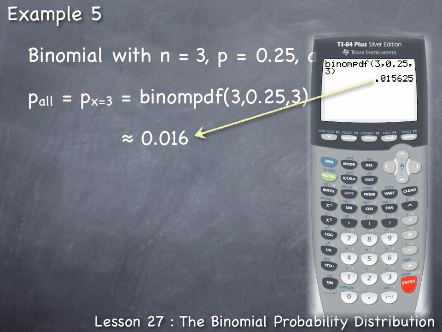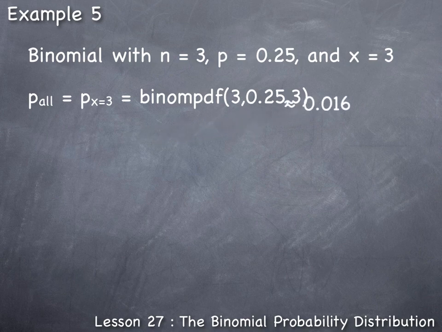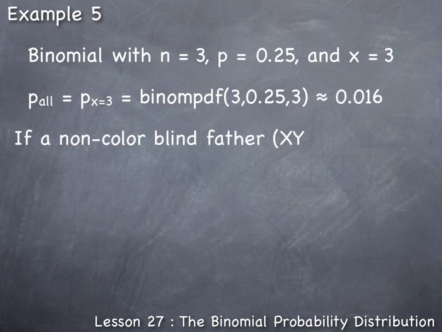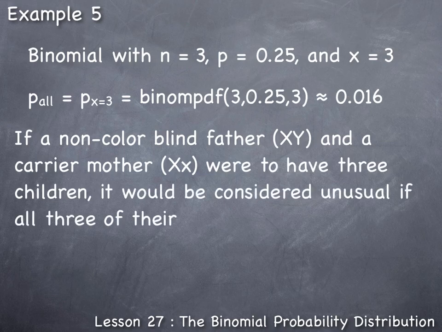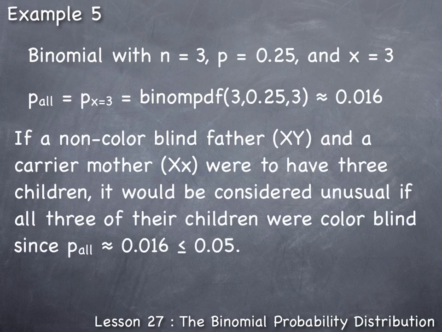Now, comparing the probability of 0.016 to 0.05, we can see that 0.016 is indeed less than or equal to 0.05. So our conclusion would be, yes, this would be considered unusual. So, if a non-colorblind father and a carrier mother were to have 3 children, it would be considered unusual if all 3 of their children were colorblind, since the probability that all of their children are colorblind, 0.016, is indeed less than or equal to 0.05.